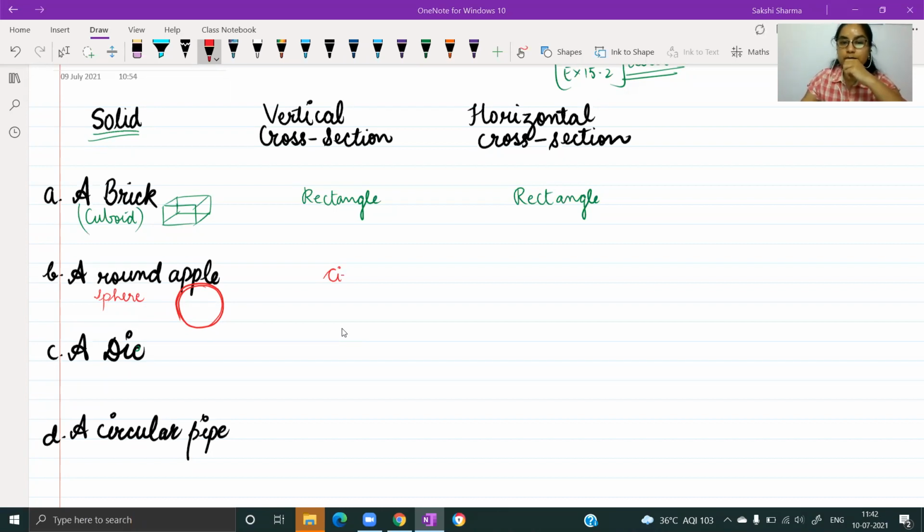Yes, Yuvraj? And we have to do exercise 15.1. 15.1 and 2 are deleted. A die has the shape of a cube. क्यूब को कट करेंगे तो कौन सी सरफेस मिलेगी आपको? Ma'am, square. Square.